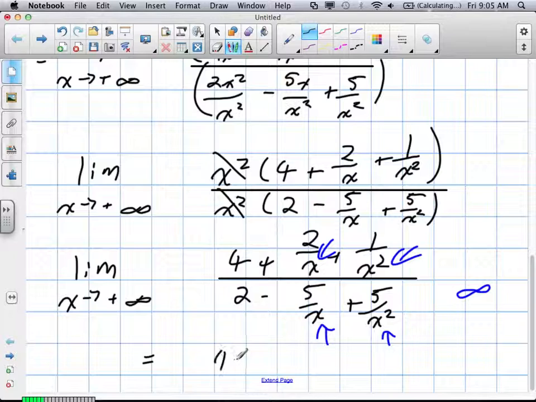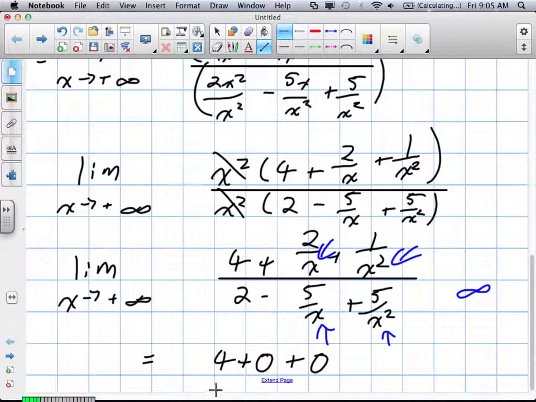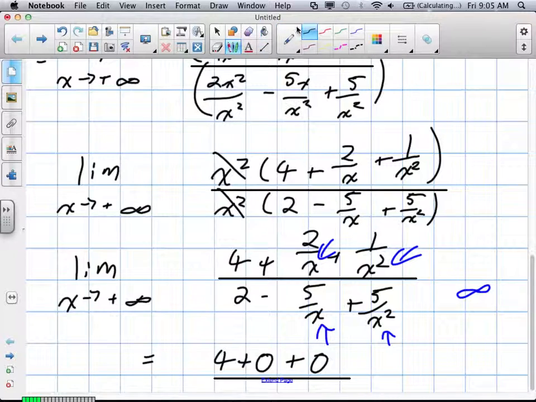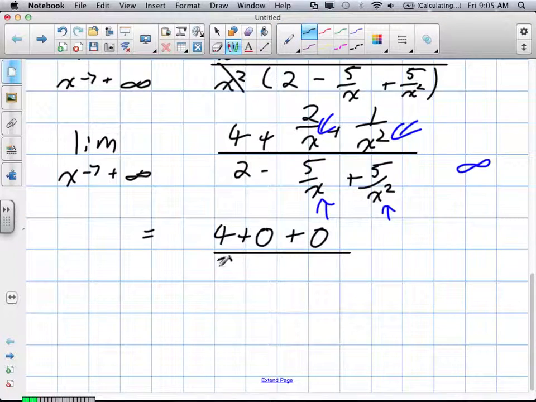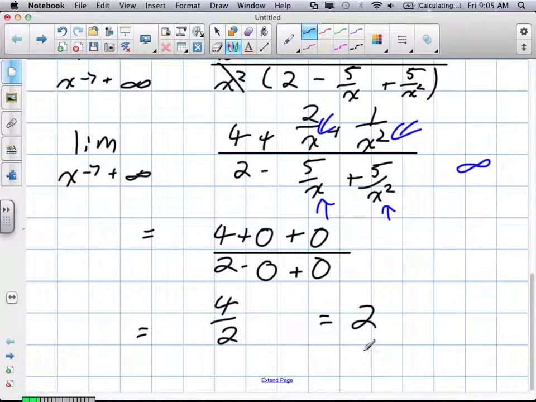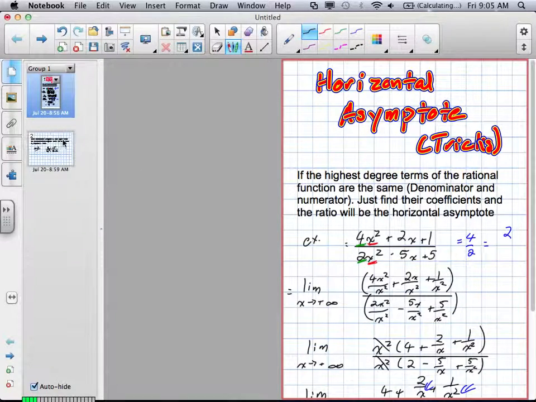It is equal to 4 plus 2 divided by infinity, which is 0, plus 1 divided by infinity squared, no difference, still going to be 0, over 2 minus 5 divided by infinity, still 0, and 5 divided by infinity squared, still 0. So in the end, we end up with our wonderful magic ratio, or horizontal asymptote, of 2. You guys are so smart. Okay, there's our first one.